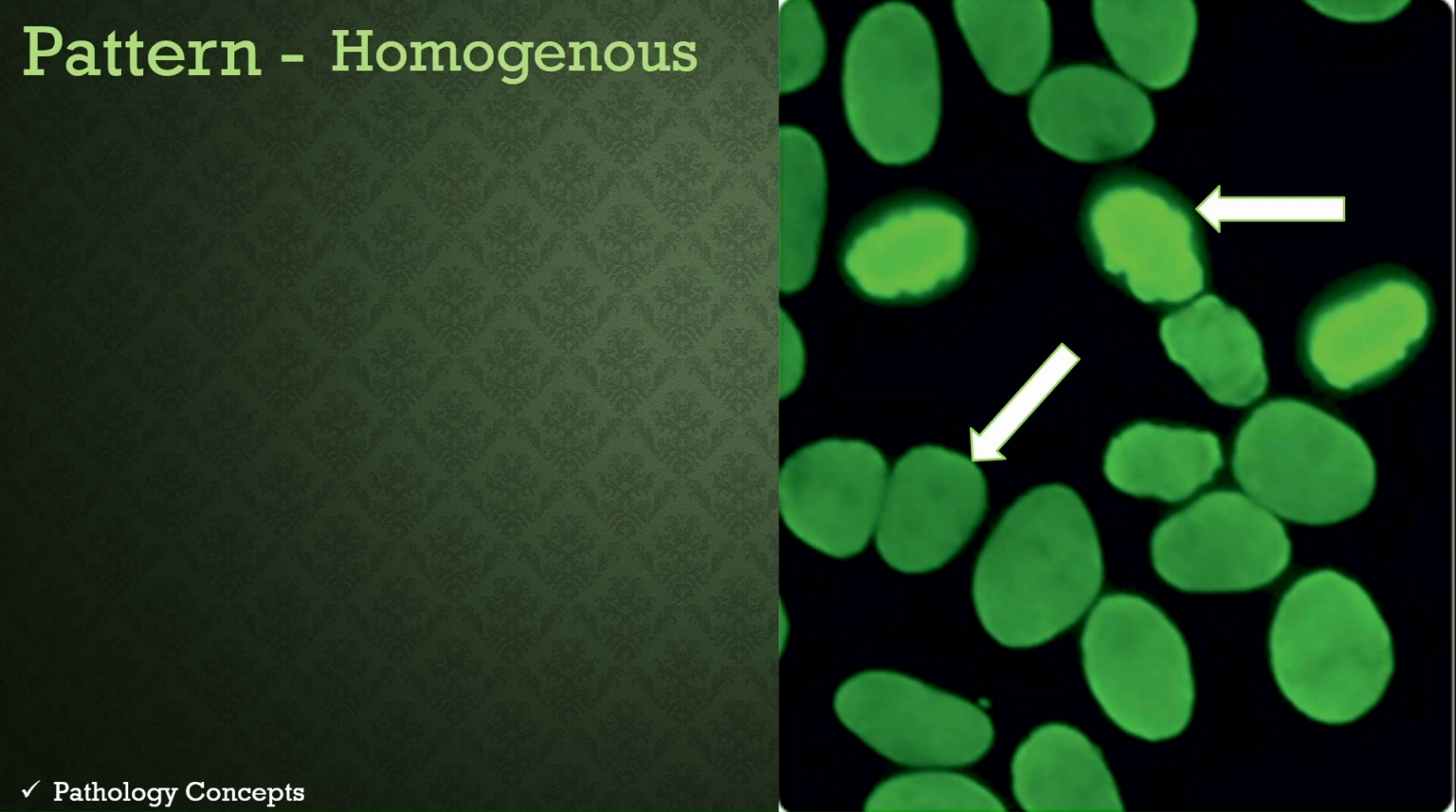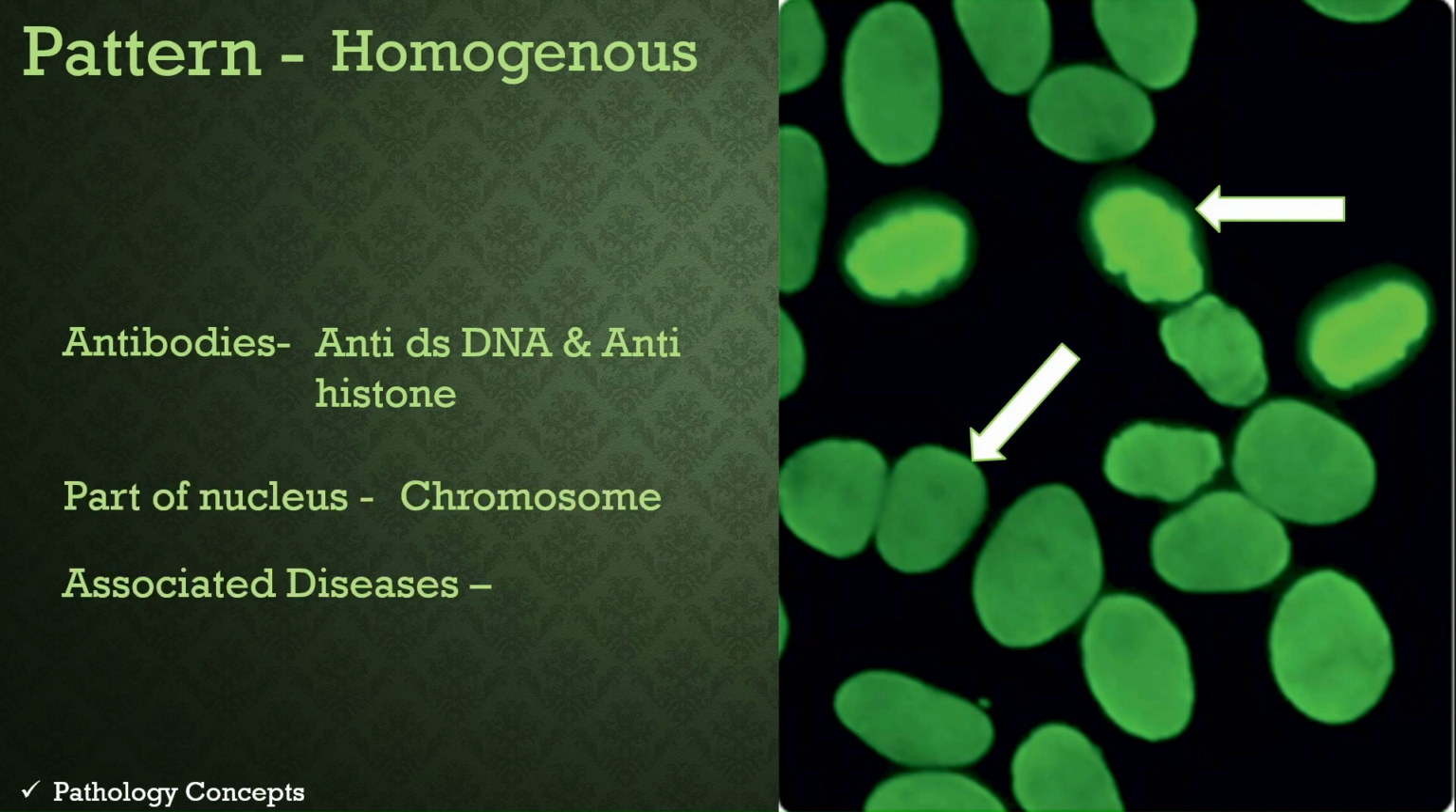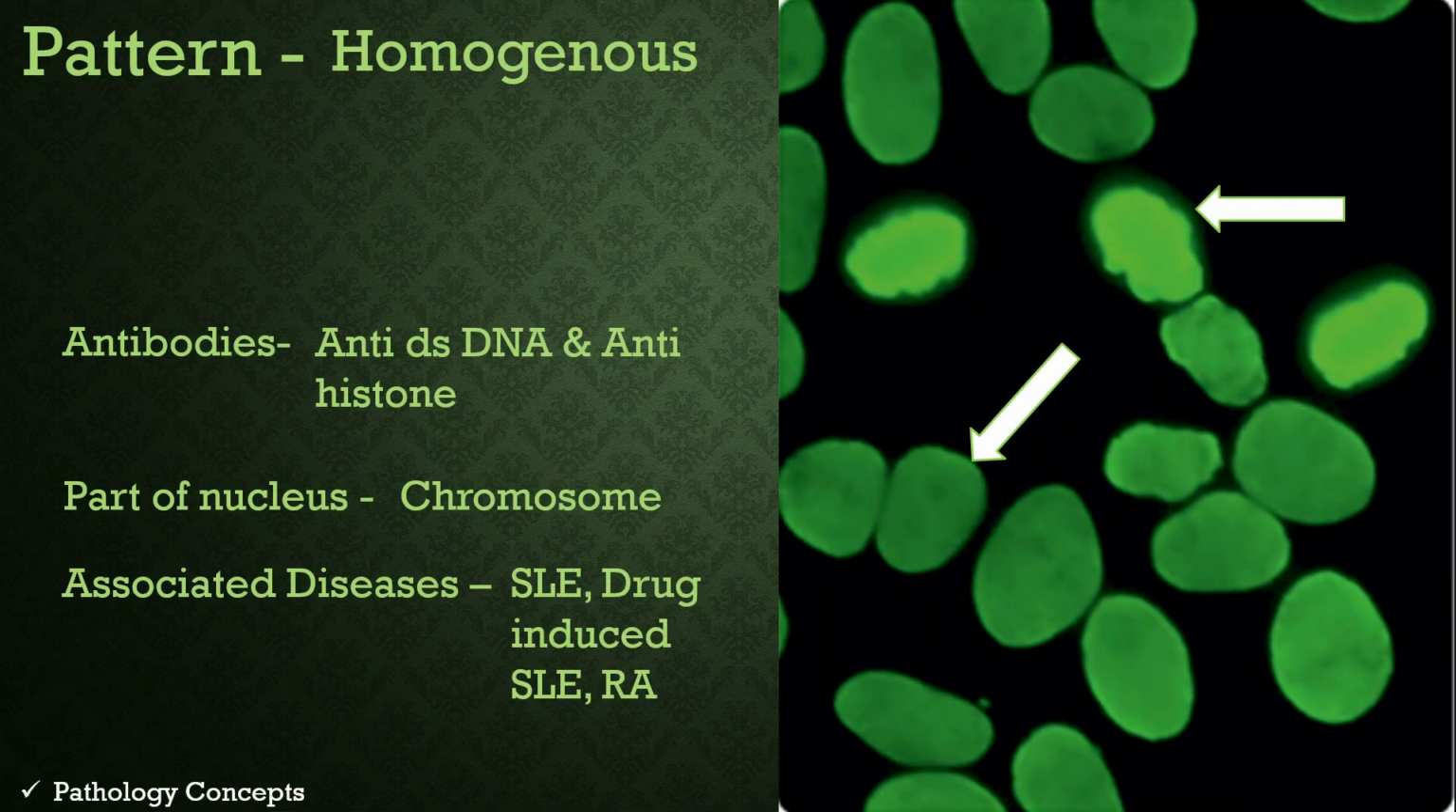First is homogeneous. Antibodies involved are anti-dsDNA and antihistones. The part of the nucleus involved is chromosome. And associated diseases are SLE, drug-induced SLE and rheumatoid arthritis. To identify the homogeneous pattern as shown here, look at the mitotic cells or dividing cells. The mitotic cells show solid uniform fluorescence. Resting cell nuclei should be uniform with diffuse staining.